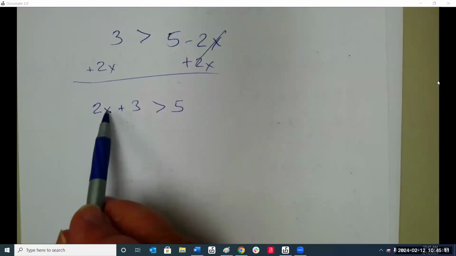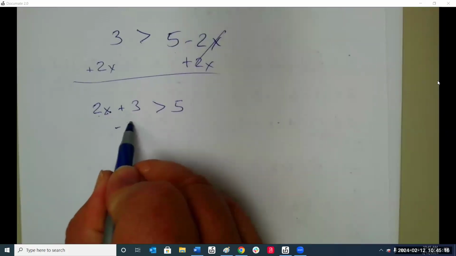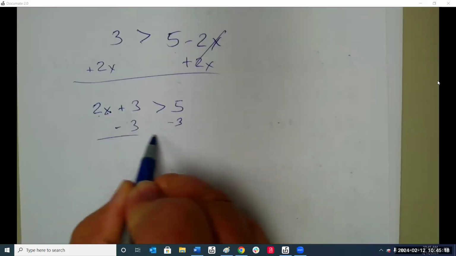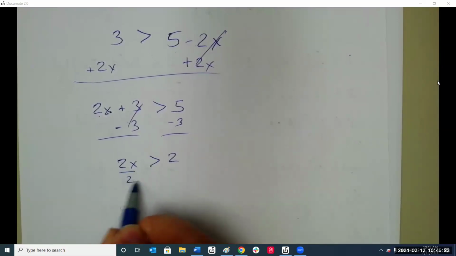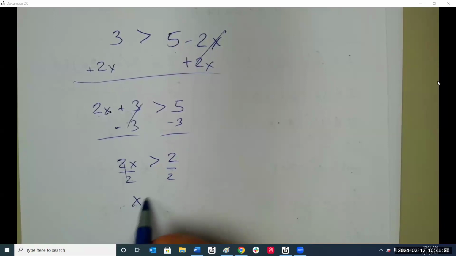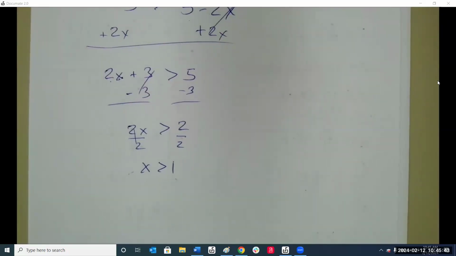Now we have a positive x. We don't have to worry about any flipping of signs. Subtract 3 from both sides. And divide by 2. So along the way, if you see your x has a negative in front of it, move the x. That'll save you a bunch of time. So far, so good?